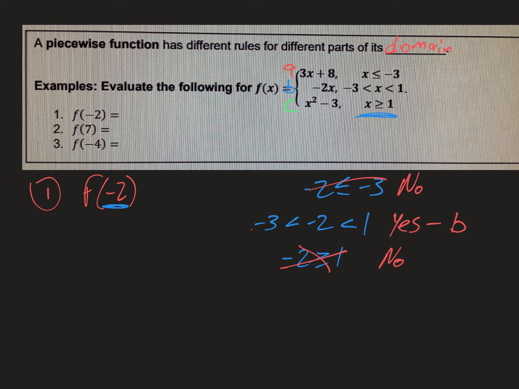So what we're going to do is look at function B, which says -2x, and that's what I'm going to use. I don't care about either A or C anymore. I'm only going to use the rule for that one. So let's plug in -2 into there. That is going to be -2 times -2, and I should get that this is equal to 4. So that's how you evaluate a piecewise function. Okay, let's do one more example.